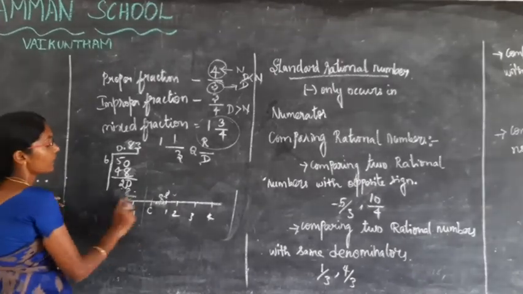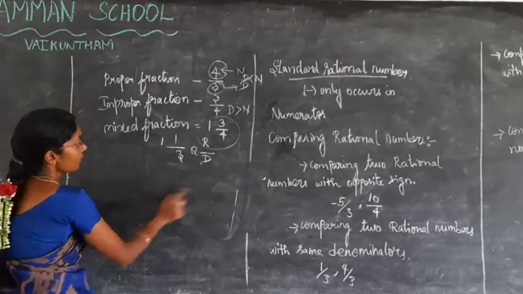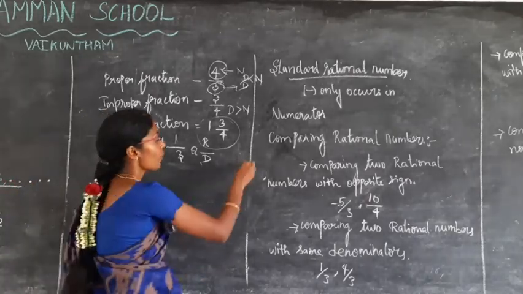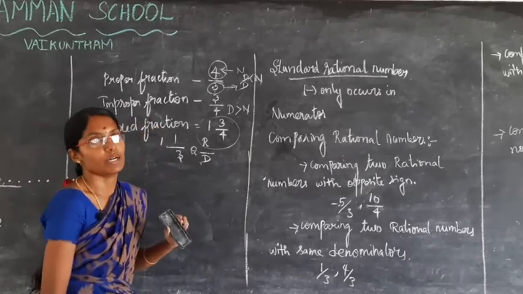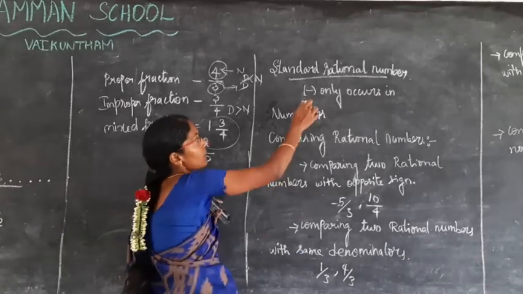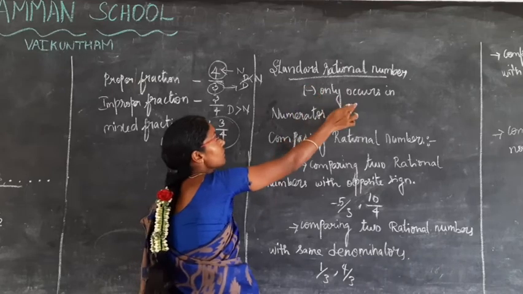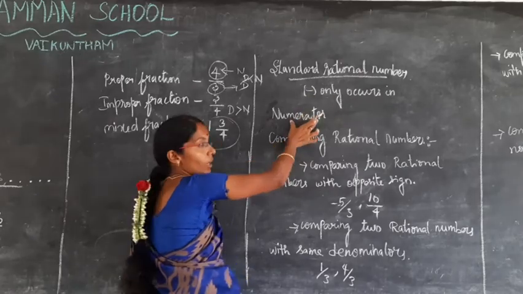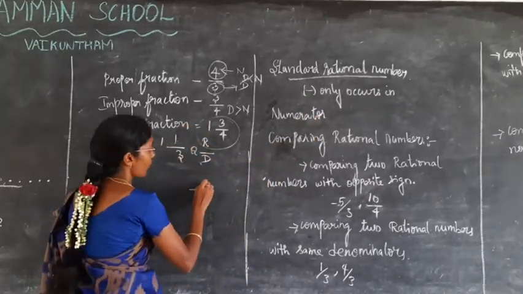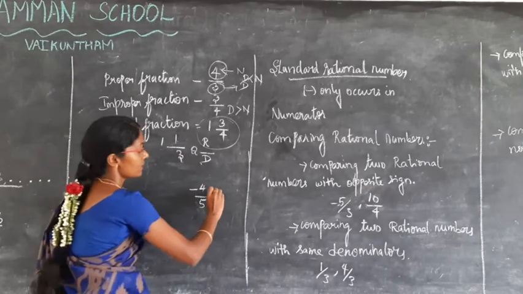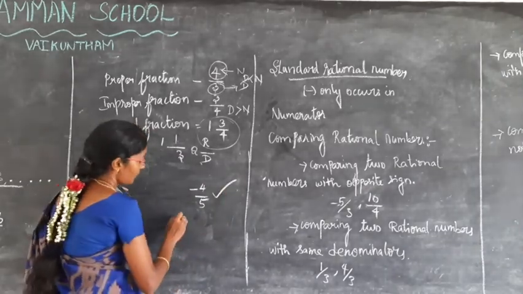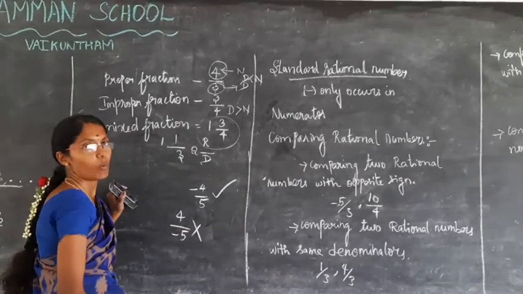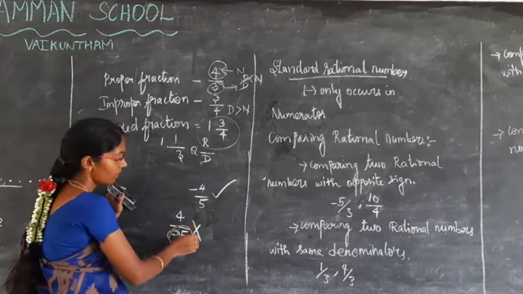Okay. So like this only you have to represent the rational numbers on the number line. Okay. So the next one: which one is the standard rational number? If the negative sign occurs only in the numerator. The negative sign occurs only on the numerator. So for example, 4 by 5 is a standard rational number. If it is 4 by minus 5, this is not a standard rational number. Why? Since the negative sign occurs on the denominator.